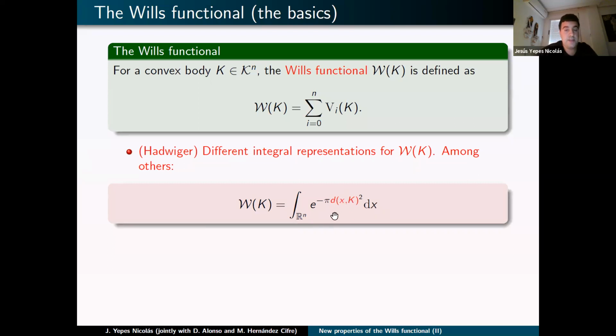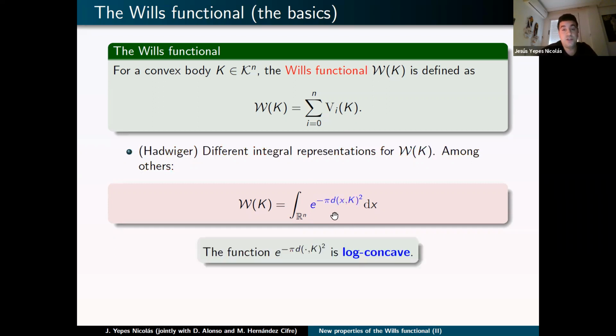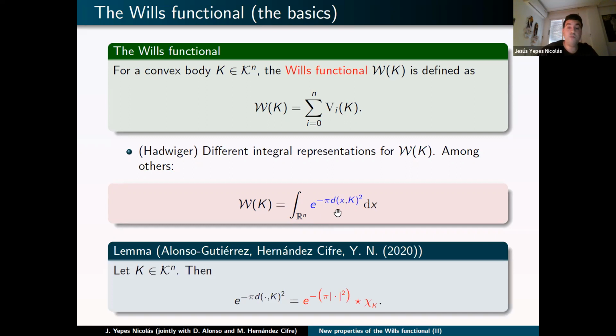Since this distance is a convex function, the function that appears under the integral sign is a log concave function. But moreover, as Maria has mentioned, it is not only a log concave function, but also the product of two other log concave functions: the characteristic function of the convex body K and the negative exponential function of pi times the Euclidean norm squared. These two facts will be the key points of our approach.